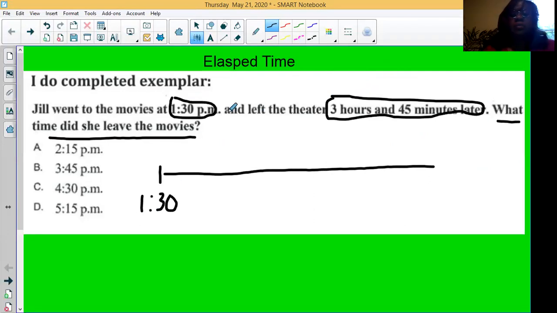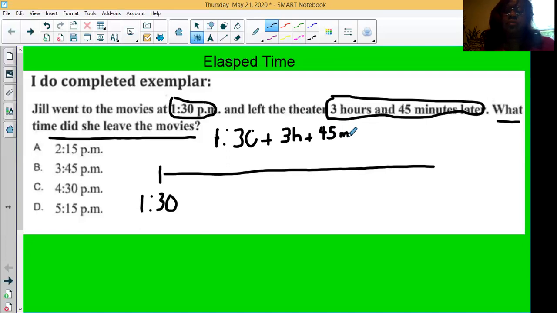Now, I know that I'm taking the time 1:30, and to it, I'm actually going to add 3 hours and I'm going to add an additional 45 minutes. Okay, so go ahead and write your equation at the top. So you're going to take the 1:30 and we're going to add 3 hours, 45 minutes. So again, the 3 hours, 45 minutes will be our elapsed time, okay? Our job is to figure out what's going to go right here at the end.